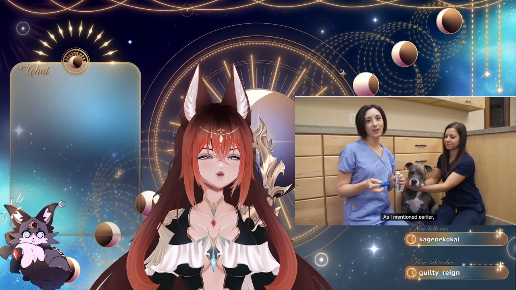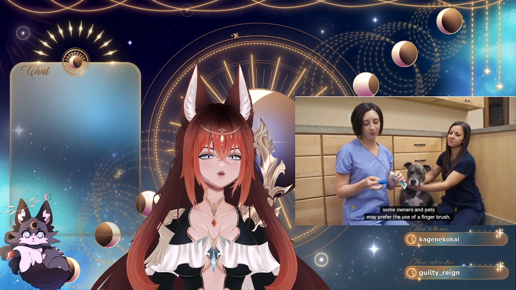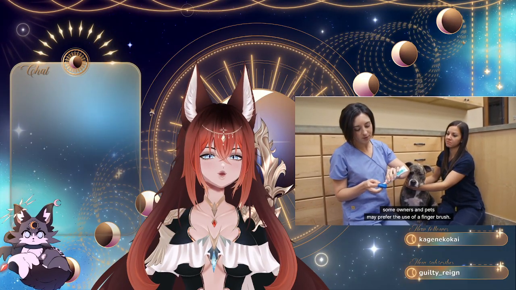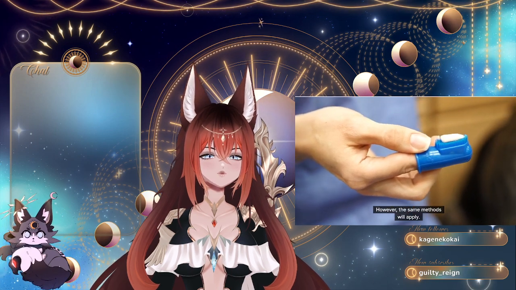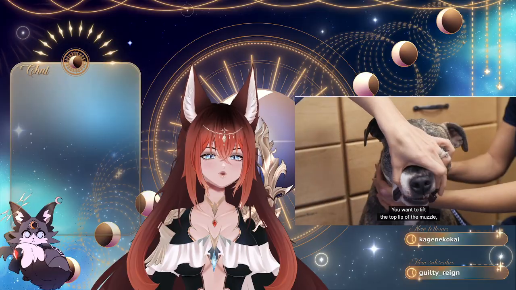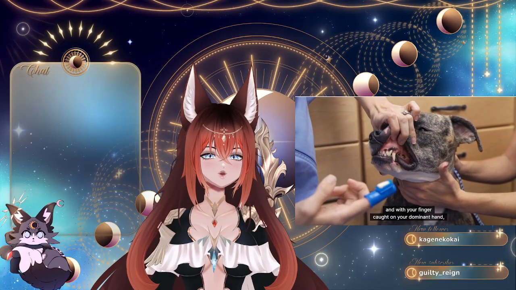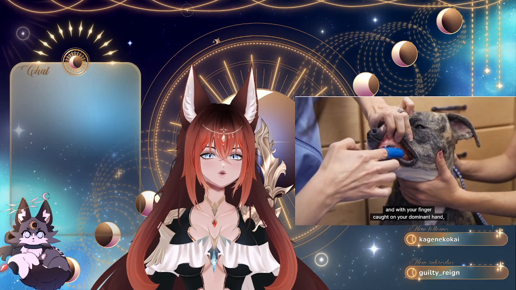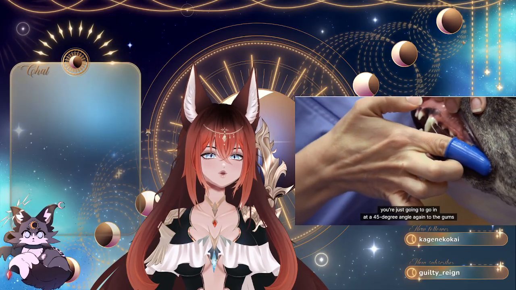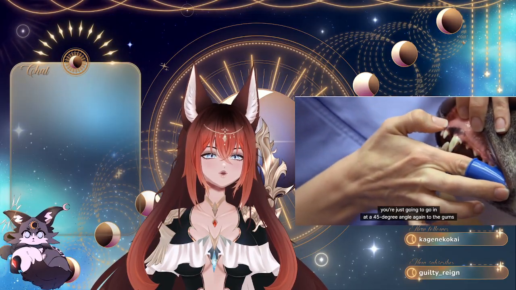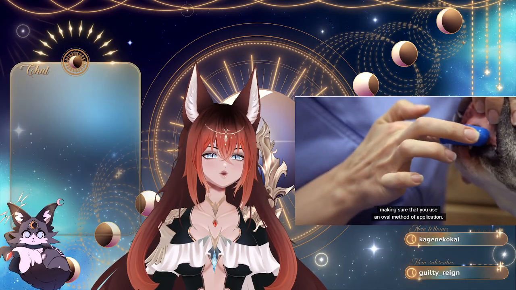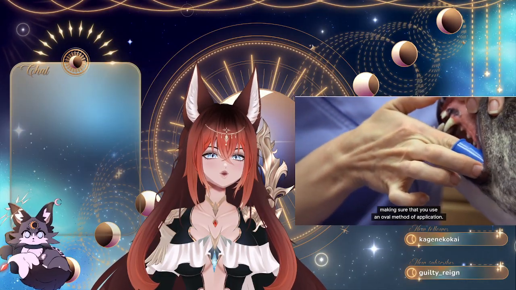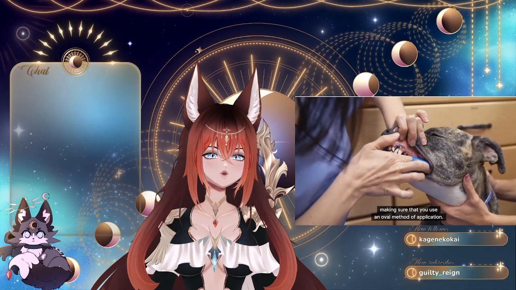As I mentioned earlier, some owners and pets may prefer the use of a finger brush. However, the same methods will apply. You'll want to lift the top lip of the muzzle, and with your finger brush on your dominant hand, you're just going to go in at a 45-degree angle again to the gums, making sure that you use an oval method of application.